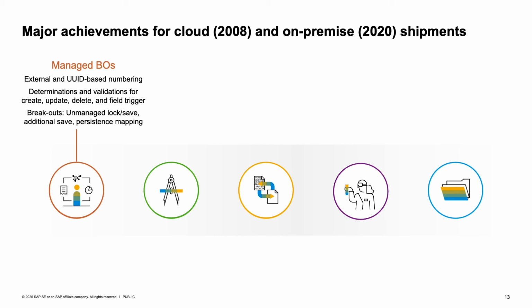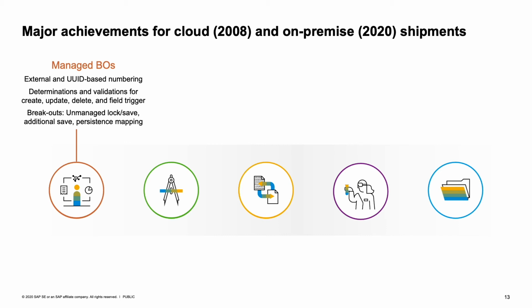Determinations and validations are there, and you can use them with different triggers like create, update, delete, but also field triggers. Field triggers are important because if you want to react on a change on a certain field, it's not really important if that was triggered during create or update. You just want to derive something. And also the breakouts, which I mentioned in the business object model implementation types, are supported already. We have the unmanaged lock. If you don't want to use the generic implementation, but your own lock object, we support the unmanaged save.